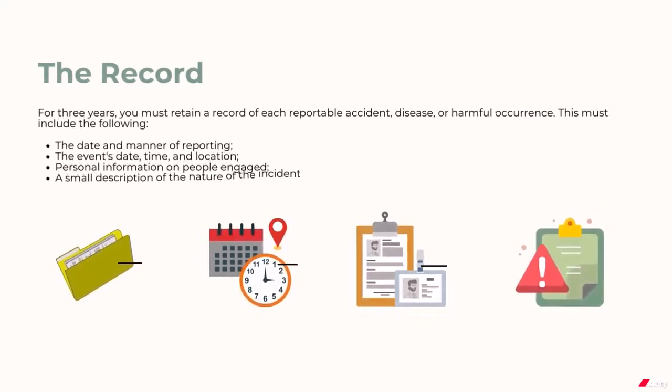The record. For 3 years, you must retain a record of each reportable accident, disease, or harmful occurrence. These must include the following: the date and manner of reporting, the event's date, time, and location, personal information on people engaged, and a small description of the nature of the incident or disease.